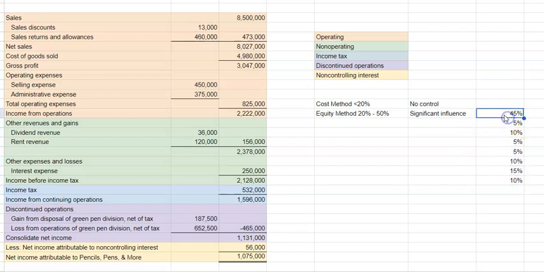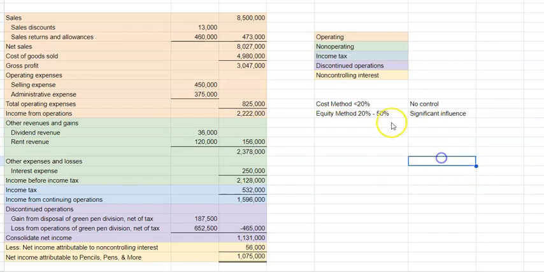In that case, our 45%, yeah, that's significant. We really do have a good chance that we can make a vote go a certain way, unless all of these people kind of come together and vote the same way. But in this case, where the other side is really shared by multiple other people, we have significant influence there. We would use the equity method.